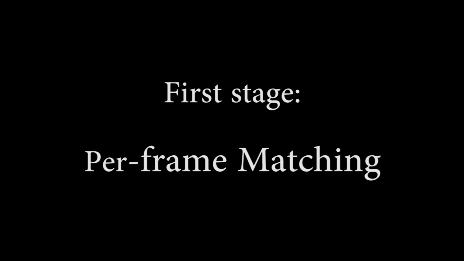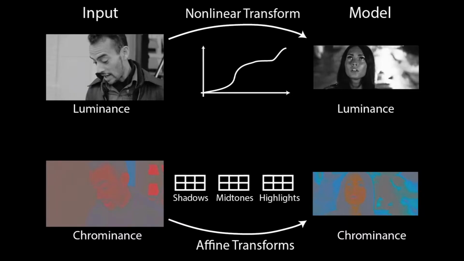Given a pair of input and model frames, our first step computes a color transformation that brings the input image to its desired appearance. We decouple our processing of the luminance and chrominance of the image. We transfer the luminance with a regularized 1D histogram matching technique and chrominance using a set of affine transformations computed for shadows, midtones, and highlights. Please see the paper for further details.